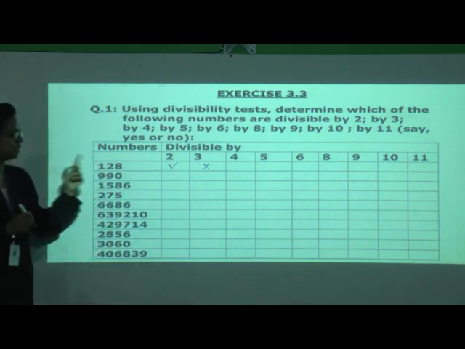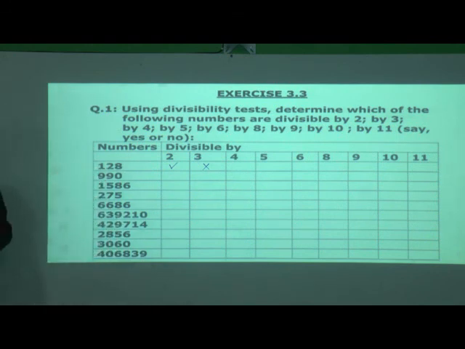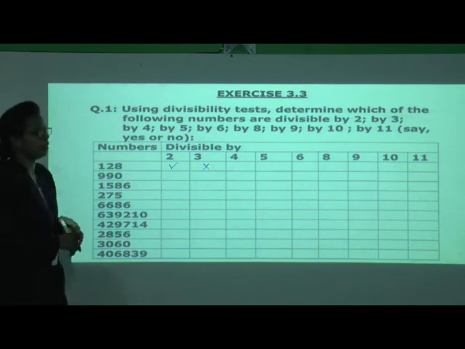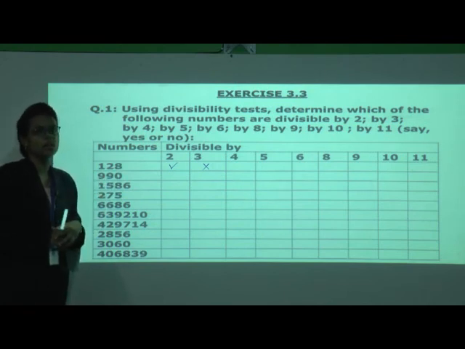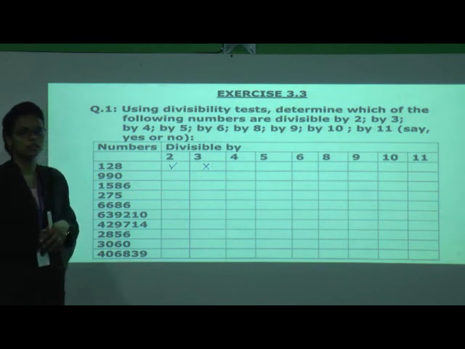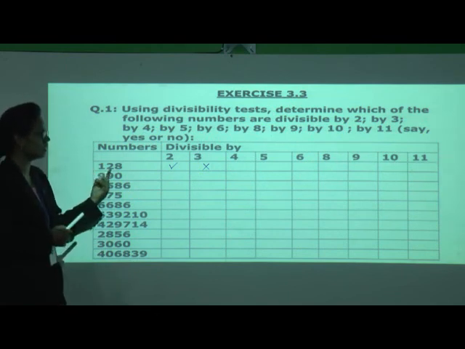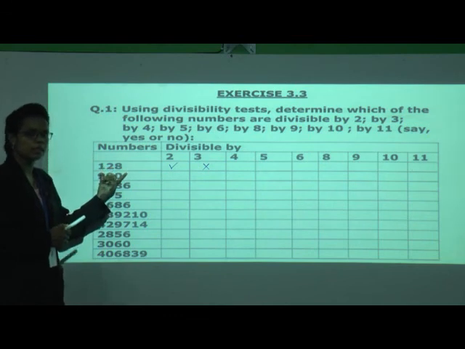Now we have to find whether the same number is divisible by 4 or not. So what is the rule for 4? If the number formed by the last two digits, that is ones and tens, is divisible by 4, then the number is divisible by 4. You can see here the ones and tens place: 28. Whether 28 is divisible by 4? Yes, 28 is divisible by 4. So the number is divisible by 4.